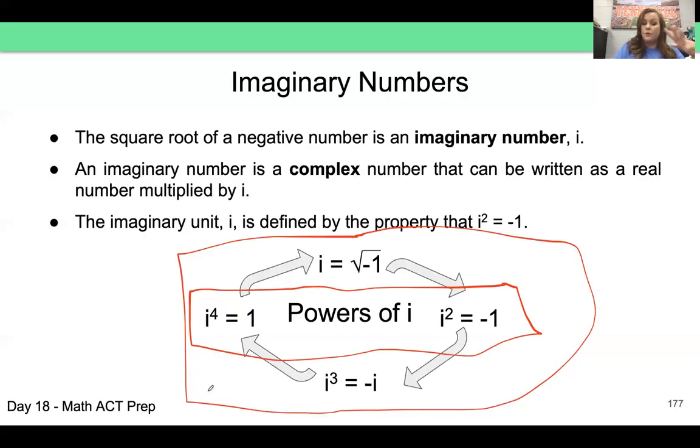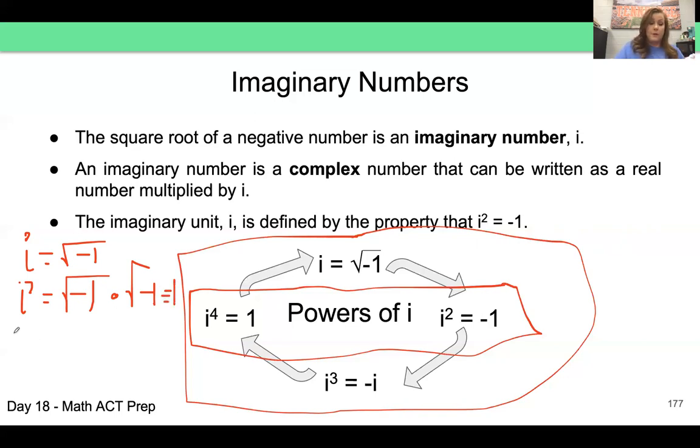But again, you shouldn't memorize this because you should be able to go, okay, i is equal to the square root of negative 1. So if you want to know what i squared is, then that means it is the square root of negative 1 times the square root of negative 1. And when you do the square root of a number times the square root of the same number, that just equals negative 1. You should be able to figure this out on your own.